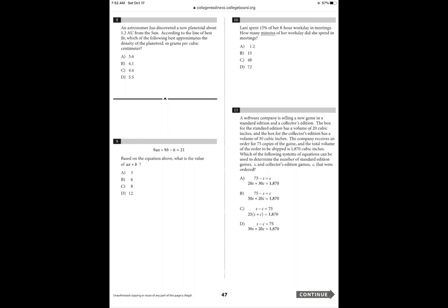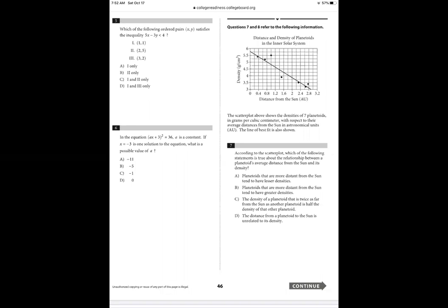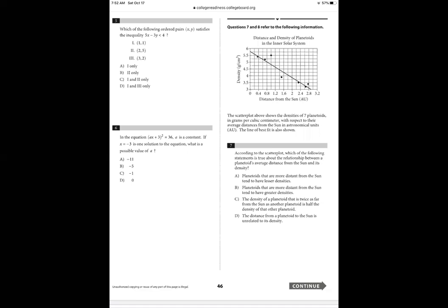This is practice test number 7, section 4, that you are allowed to use a calculator for. Questions 8 through 11. I will note though that problem 8 on this page requires the graph from the previous page for number 7. So the graph provided here is for 7 and 8. So I will be switching back to that.